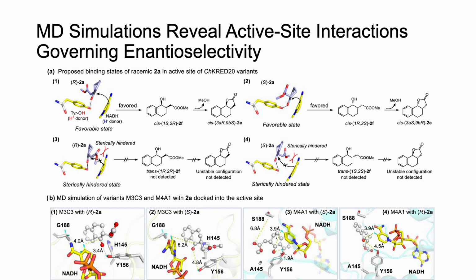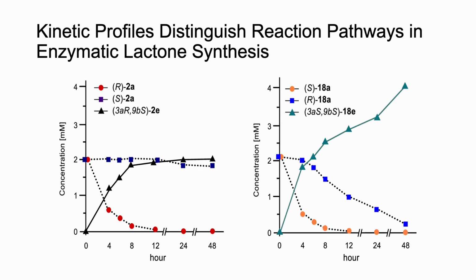But when it binds to R2A at a distance of 4.5, due to the spatial crowding it can result in a decrease in the catalytic efficiency, which is shown in Figure 4B. So this simulation clearly explains why M333 prefers R2A and M4A1 prefers S2A, which is a molecular basis for the innate selectivity of the two enzyme mutants.